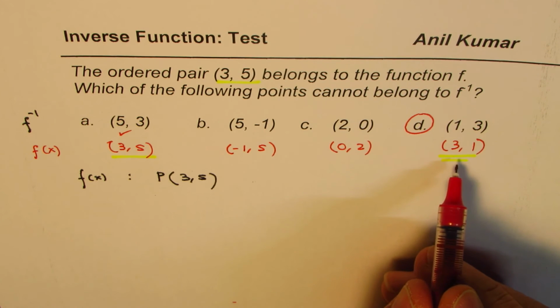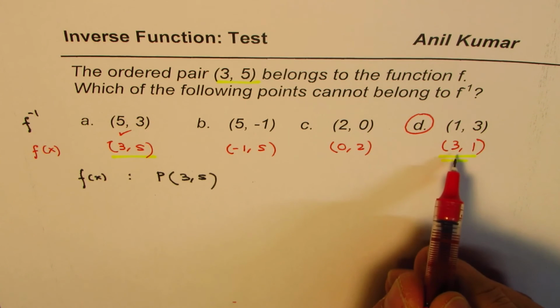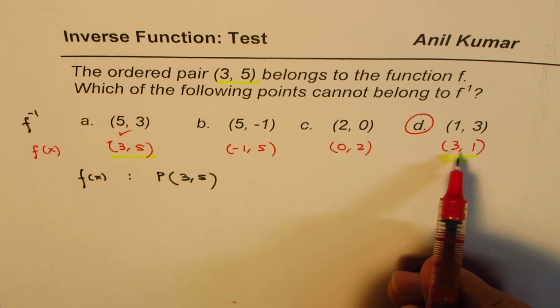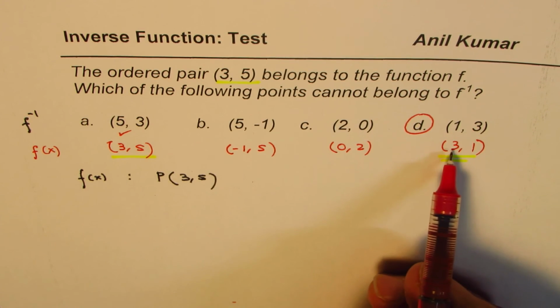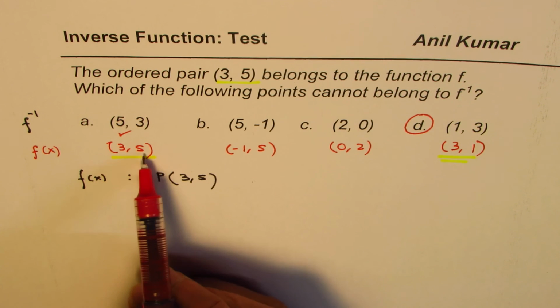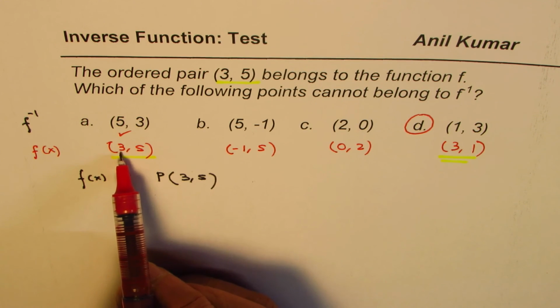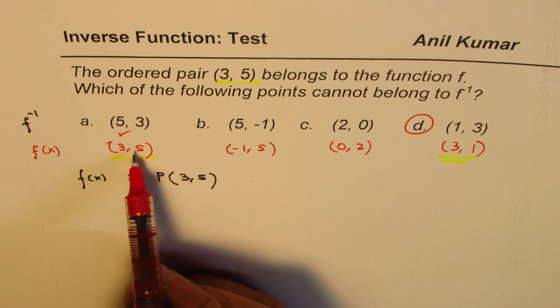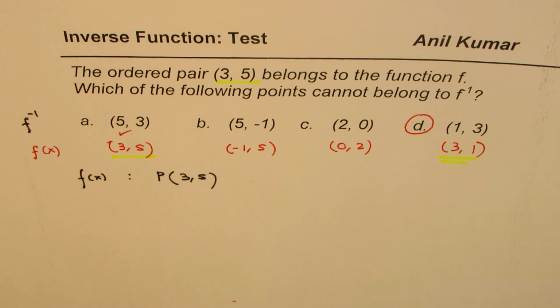I hope you understand the point. So this point cannot lie on the inverse of the function, since on the function we'll get (3, 1). We already have (3, 5). So with 3, you could only get one output associated since this is a function. So that is the answer. I hope this concept is absolutely clear.